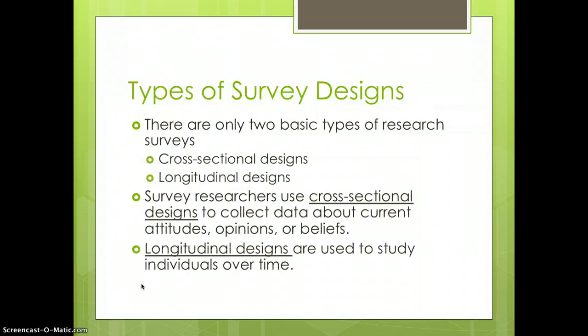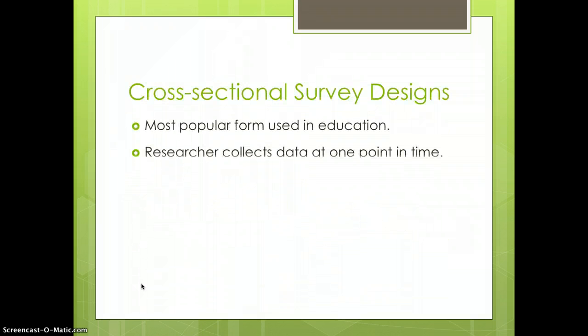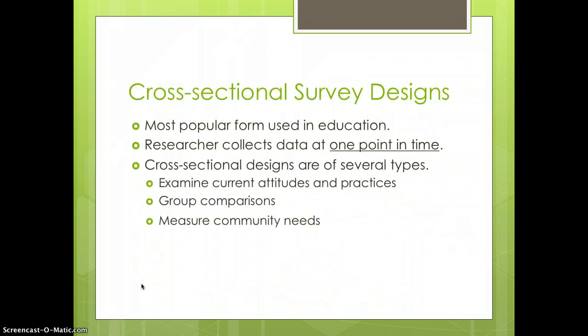Types of survey designs. There are only two basic types of research surveys. This includes cross-sectional designs and longitudinal designs. Survey researchers use cross-sectional designs to collect data about current attitudes, opinions, or beliefs. Longitudinal designs are used to study individuals over time. So we'll quickly look at each of those.